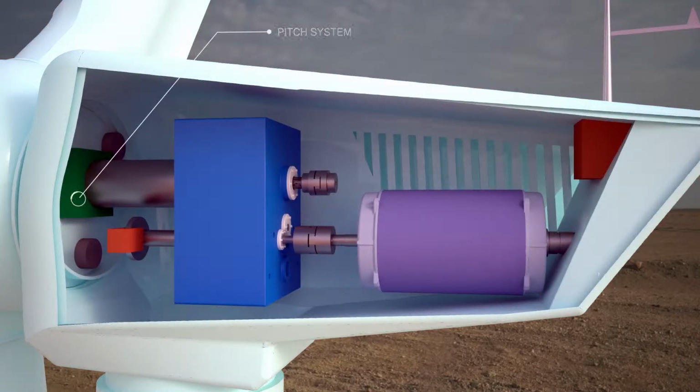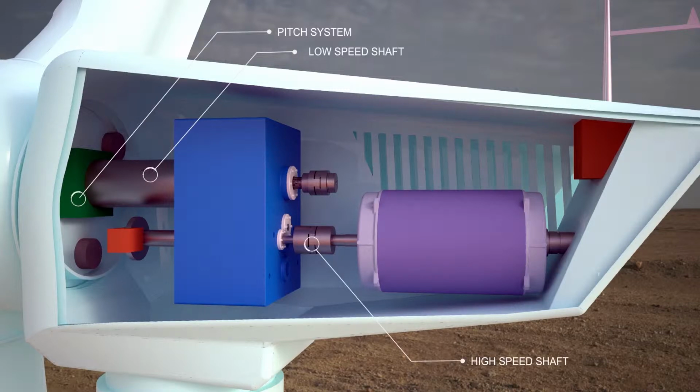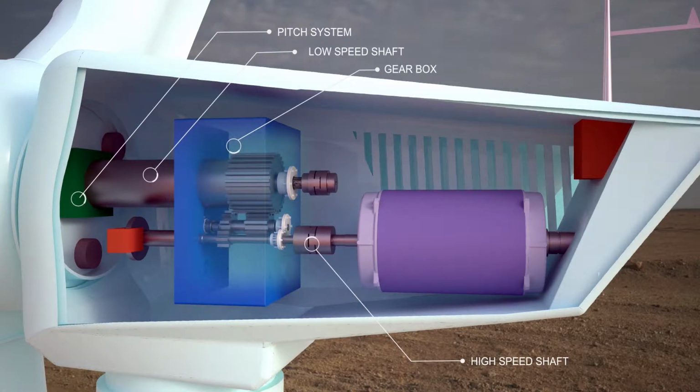Pitch: turns or pitches blades out of the wind to control the rotor speed, and to keep the rotor from turning in winds that are too high or too low to produce electricity. Low-speed shaft: turns at about 30 to 60 revolutions per minute. High-speed shaft: drives the generator. Gearbox: connects the low-speed shaft to the high-speed shaft and increases the rotational speed from about 30 to 60 rotations per minute, to about 1000 to 1800 revolutions per minute. This is the rotational speed required by most generators to produce electricity.